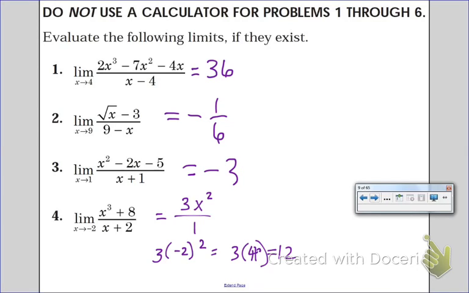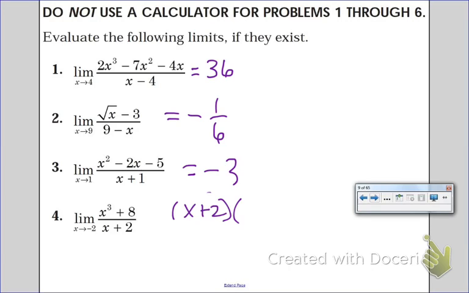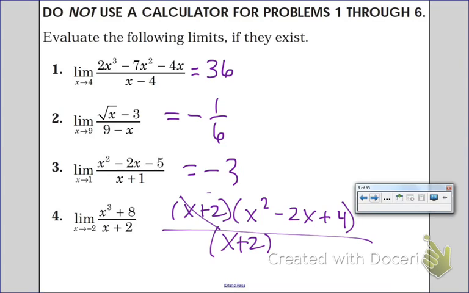For factoring cubes, a cubed plus b cubed is a plus b, so x plus 2, times a squared, so x squared, minus ab, so minus 2x, plus b squared, so plus 4. Okay. And then all over x plus 2. This one cancels with this one. If you plug in -2 that way, you can still evaluate it, but this way you just need to know more information. L'Hopital's rule just makes it super easy and super quick. All right, good.